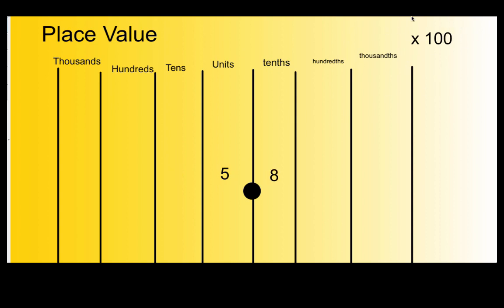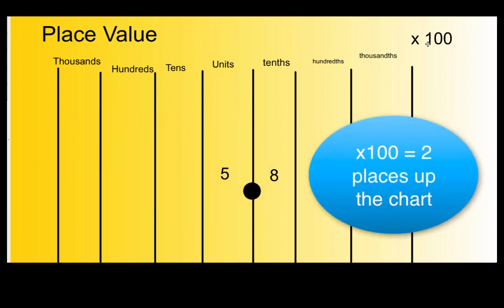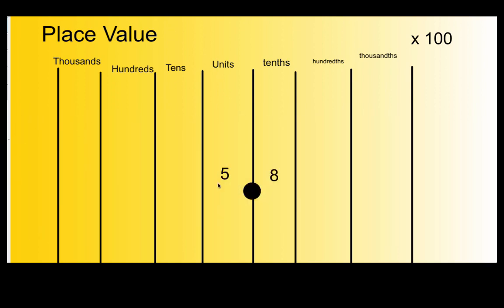Okay, you'll see I've changed it now to times 100, and I wonder if you can work out what happens now. If we times it by 10, it moves one place up. Well, what if we times it by 100? Well, I'll tell you right now, because it's 100 and there's 2 zeros, we move it up 2 places. 2 places up the place value chart. So I'll do that for us now.